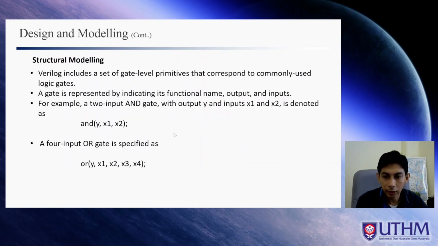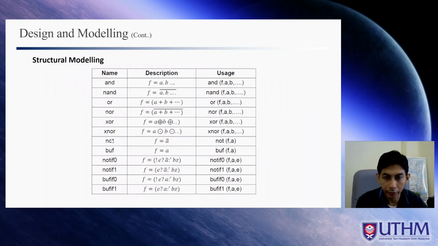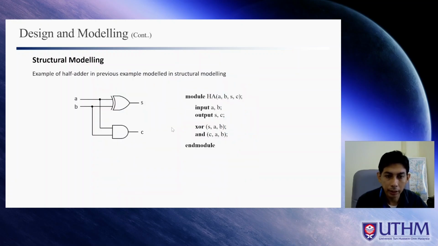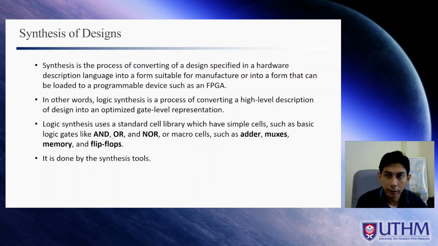Structural modeling, of course, you need a schematic, right? And you describe using these keywords. If you want to create an AND gate, this is the keyword AND gate, OR gate, and so on. Okay, so this is an example using the same circuit as the previous one, and now you model using structural modeling.